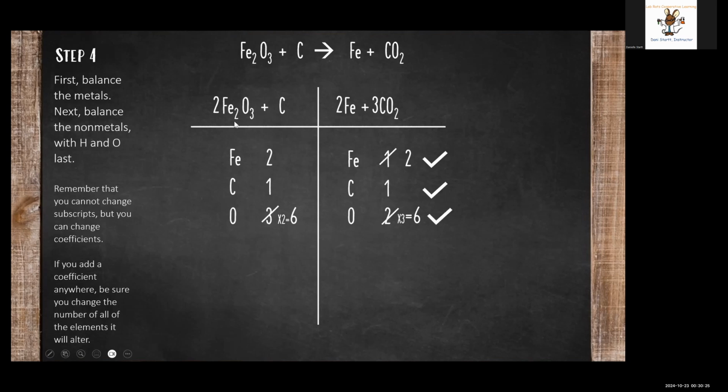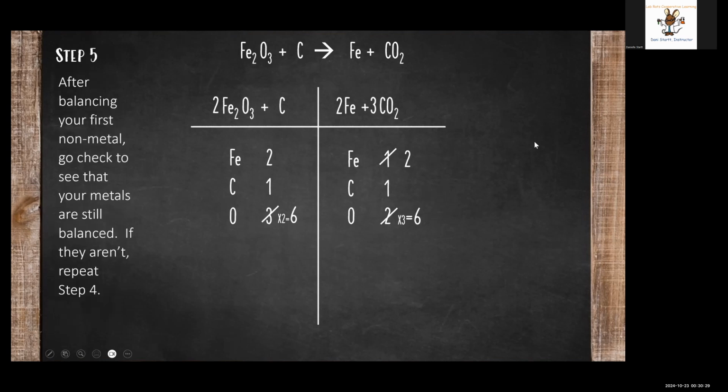No, we're not done because now we messed with stuff. So now we got to go back to the beginning and look at it again. So now we've balanced our first non-metal and we got to go check that all our metals are still balanced. So let's see. We go back to the beginning and we say, man, we don't have 2 anymore, do we? How many do we have? We have 4. Oh, and now how many do we have on this side? We still have 2, but we don't want to keep 2. We want to have 4. How do we fix that?